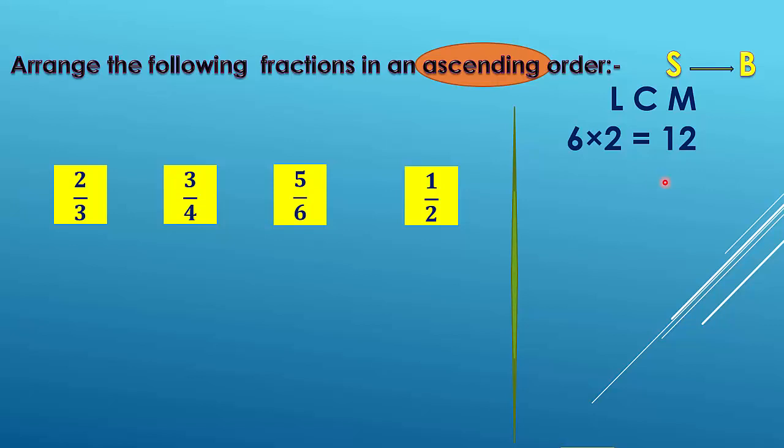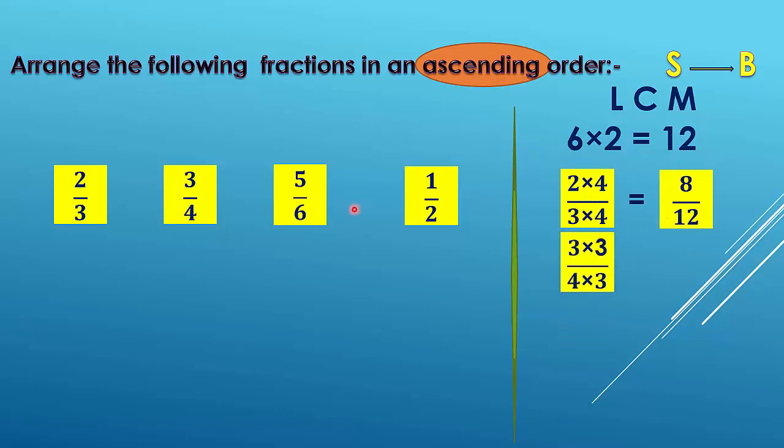Let's see how I can make it. Here, the fraction 2 over 3. I want to make this denominator 12. So 3 times what equals 12, my students? Yes, 3 times 4. And I will multiply by 4 up and down. So 2 times 4 and 3 times 4. Then 2 times 4 equals 8, and 3 times 4 equals 12.